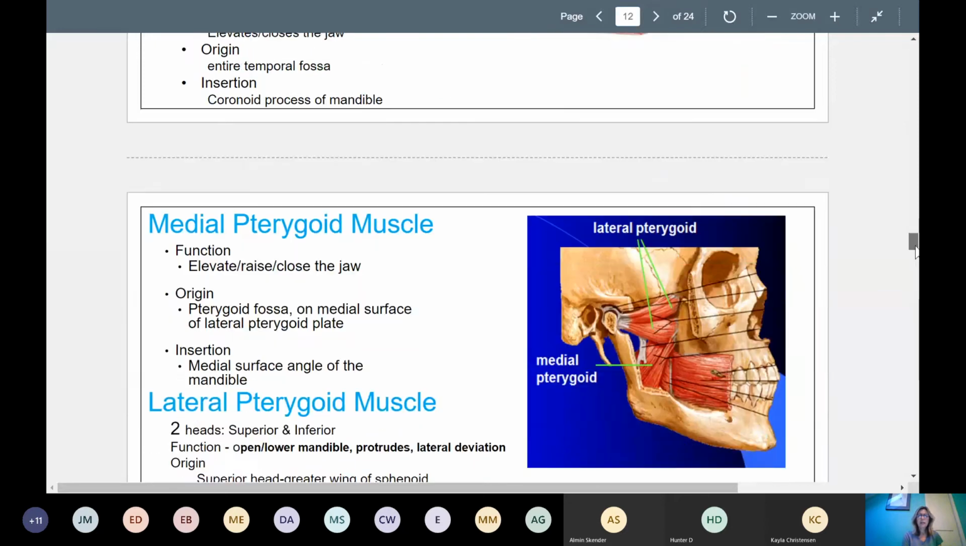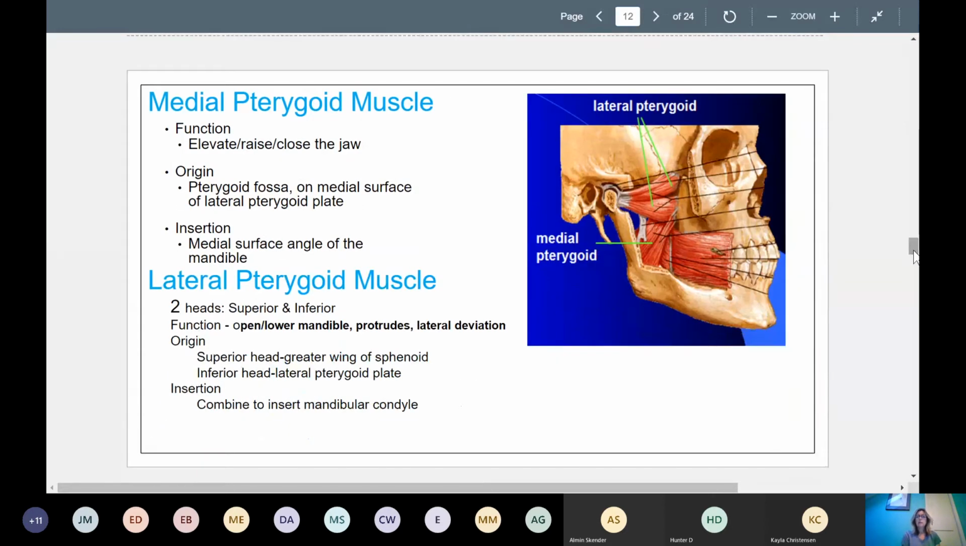Then you've got your medial and lateral pterygoid muscles. So this picture shows you where the medial and lateral pterygoid muscles are located. So the function of the medial is to elevate or raise or close the lower jaw. So now you've got the three muscles working together to close the jaw. Its origin is the pterygoid fossa. So remember, we flipped the skull up. There's the pterygoid fossa.